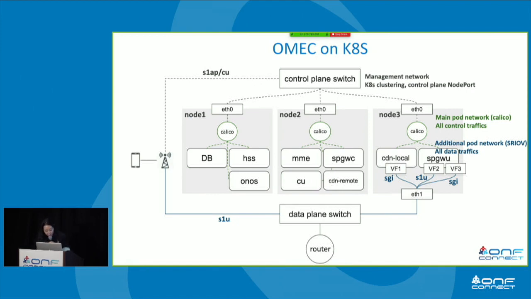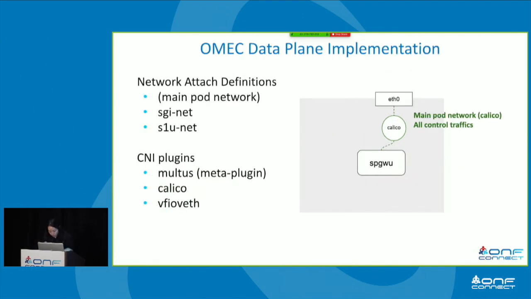Okay, let's see more details about the data plane pod. For the data plane, we need two additional networks besides the main control plane networks: S1UNet and SGINet. We define these additional networks to Kubernetes with network attachment definitions. And typically a Kubernetes pod comes with only one network interface.